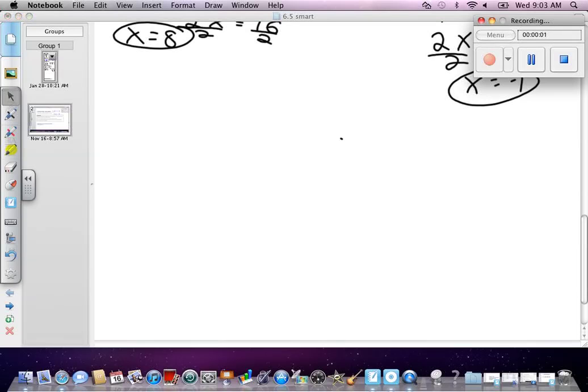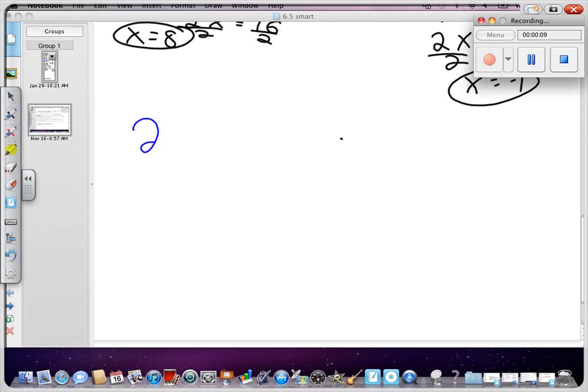Gentlemen, we're going to try a different one that's not on your paper. But there's one like this on your homework. All right, so please copy this down. It is 2 absolute value 2x plus 3 absolute value minus 2 equals 3.